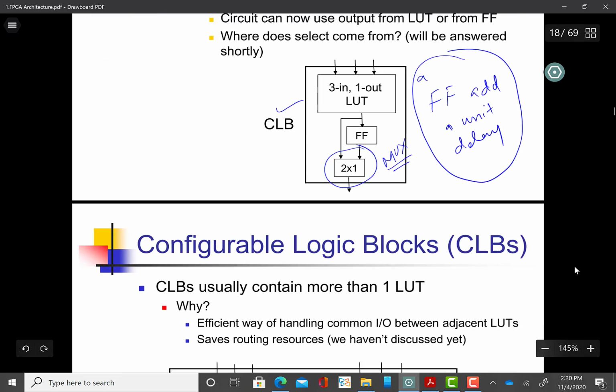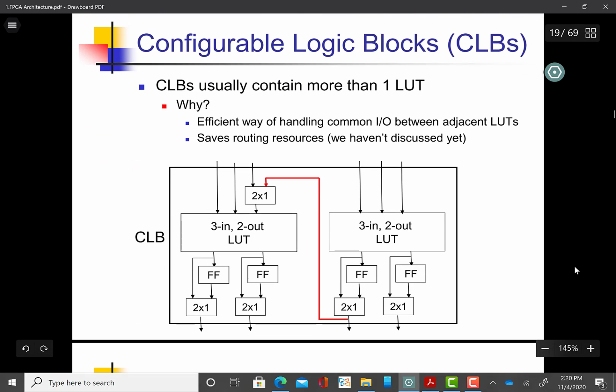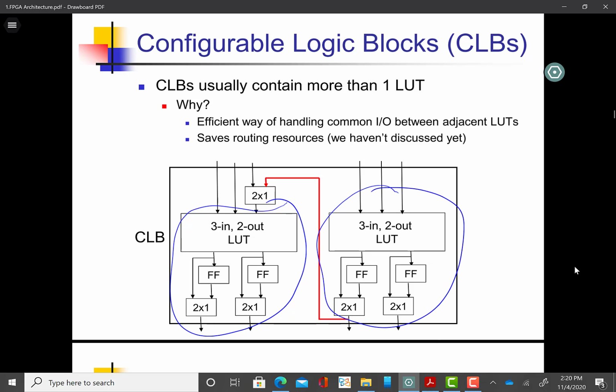Okay, so a configurable logic block contains more than one lookup table. This is now a 3x2 lookup table, and this is another 3x2 lookup table, and each one has this bypass mux, let me call it the flip-flop bypass mux. So each one has these flip-flop bypass muxes, and additionally you see another mux here.